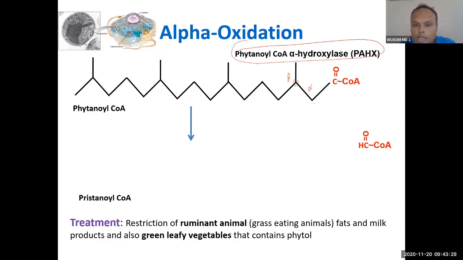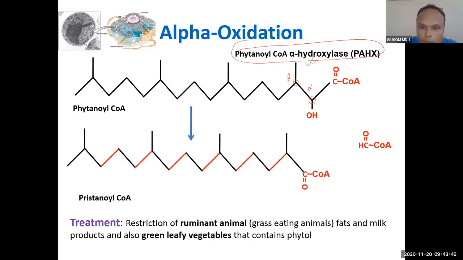So beta oxidation is difficult, and that is why alpha oxidation happens here. First there will be addition of a hydroxyl group by this enzyme. This enzyme only does this, the hydroxyl group. After addition of the hydroxyl group, a second enzyme comes that will break this bond and remove this.